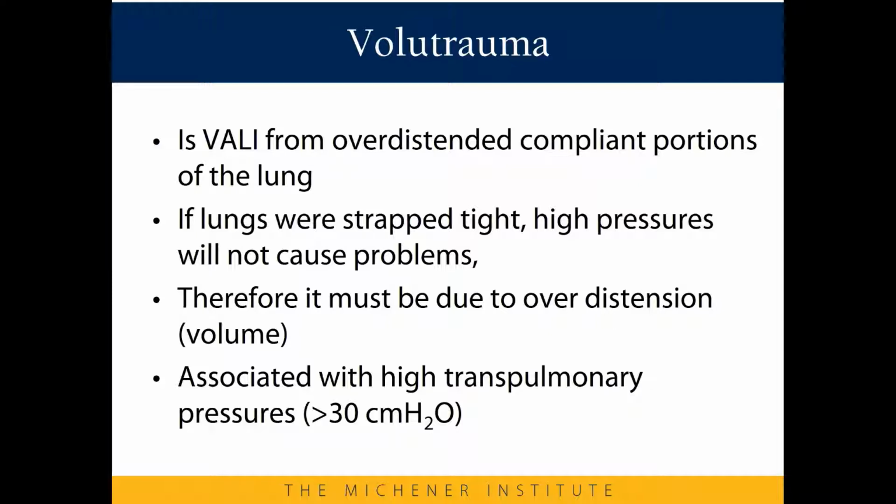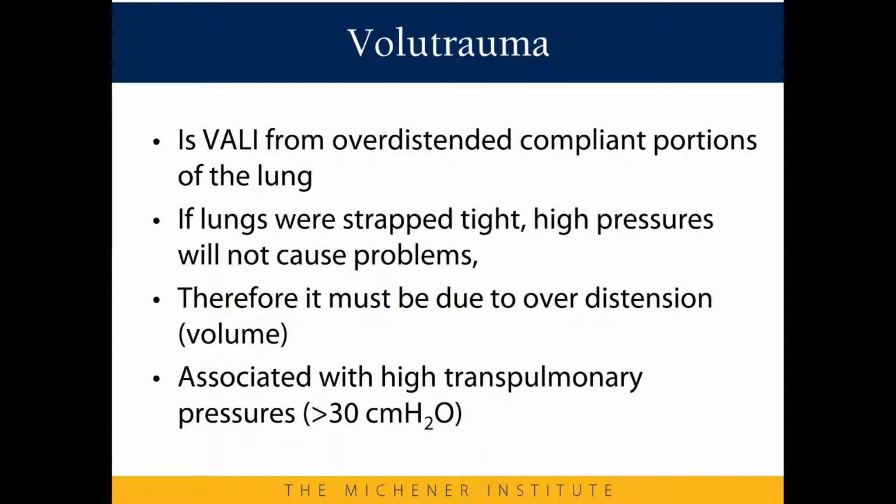So for example, if we were to remove the high pressure and strap the lungs tight so high pressures would not rise, we would see that the volume would actually cause over-distension to the lungs. And so generally, volutrauma is associated when our transpulmonary pressures are getting higher than 30 centimeters of water.